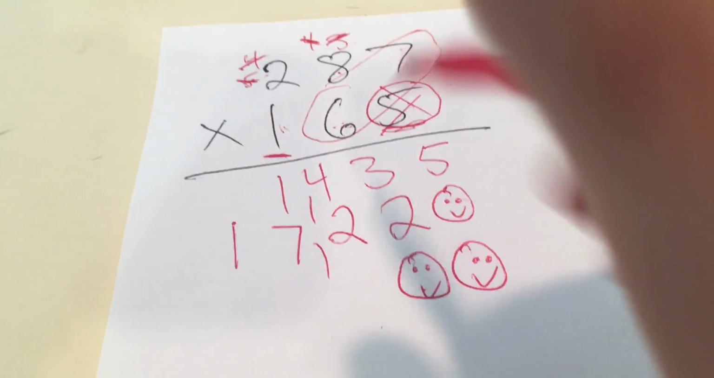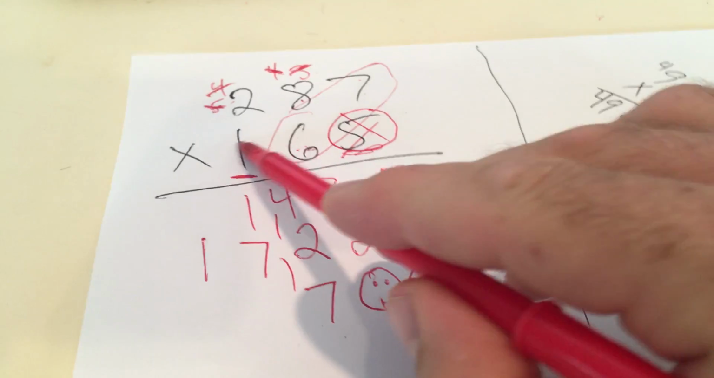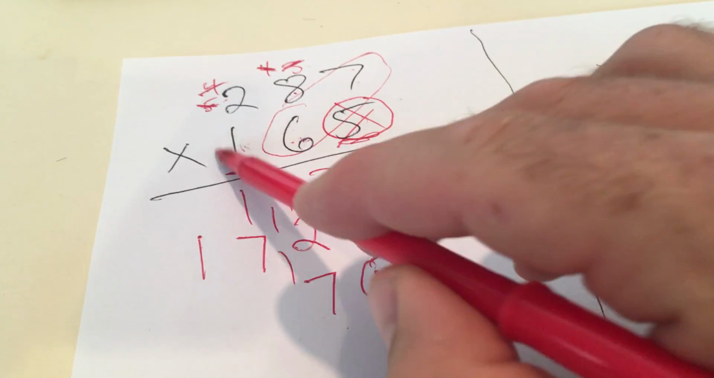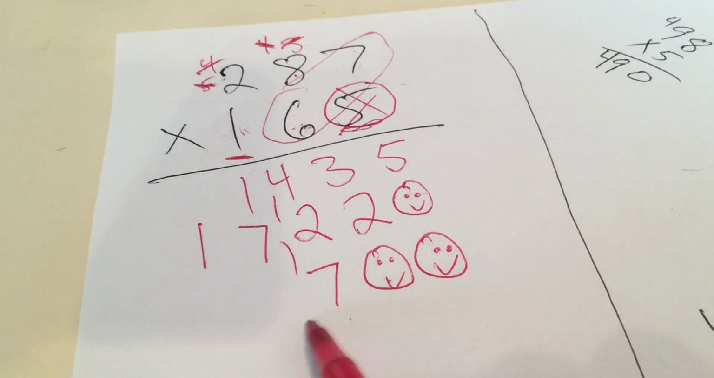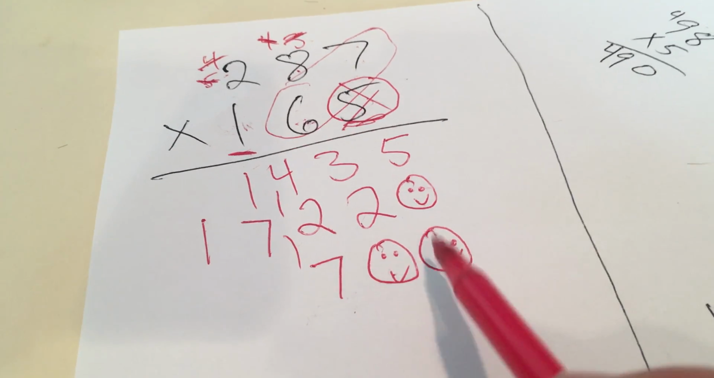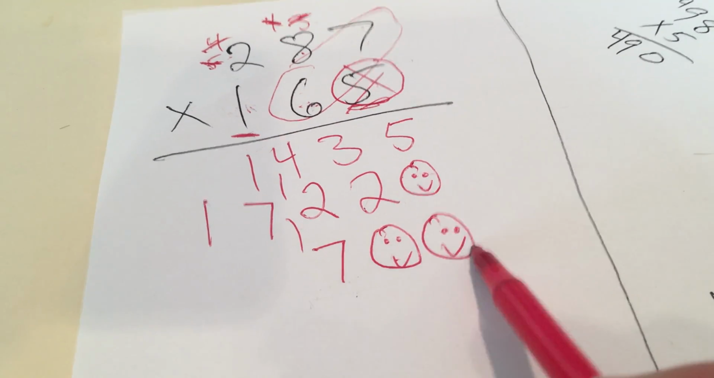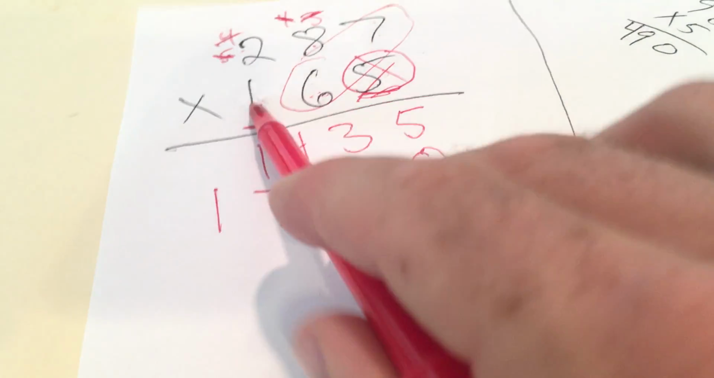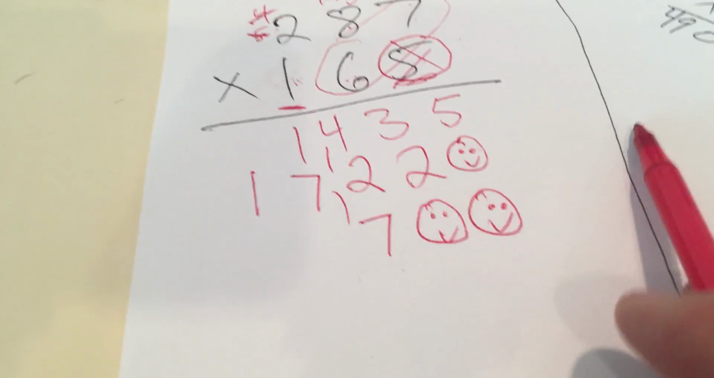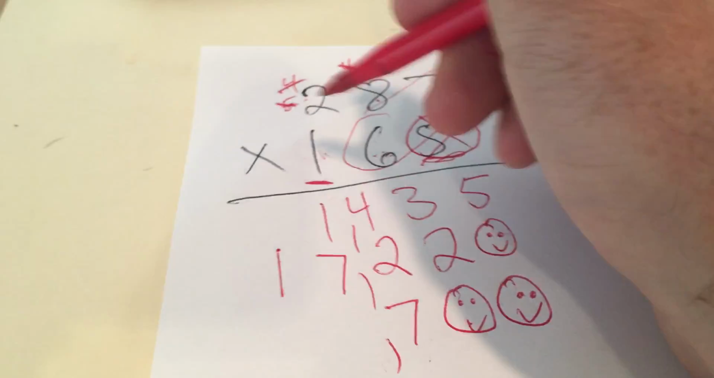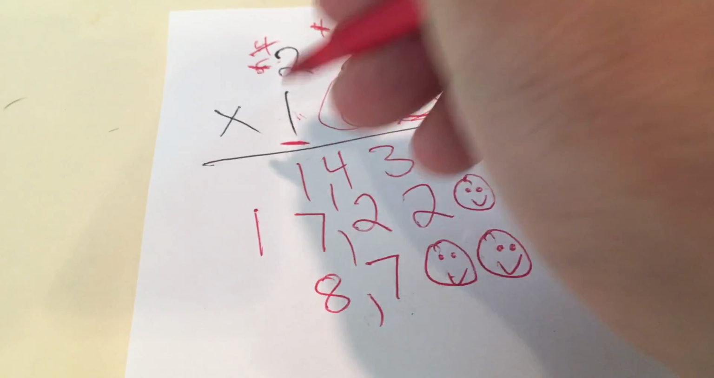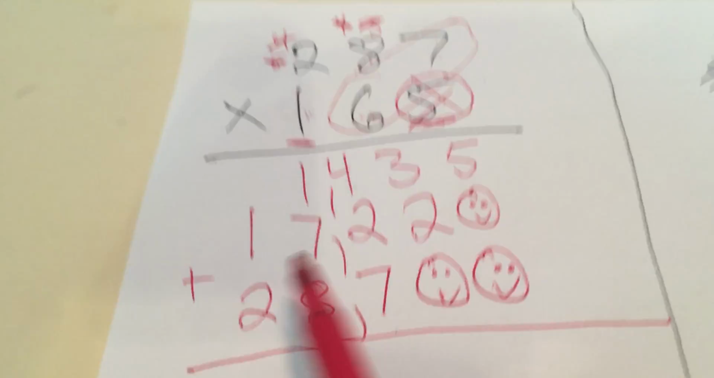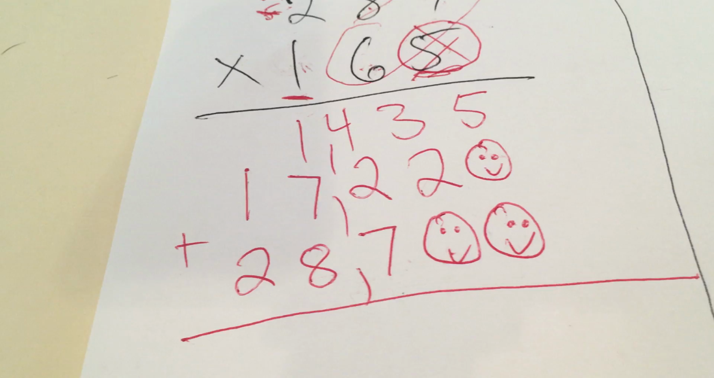So watch. 1 times 7 is 7. But notice how this is 165. So that's really 100 times 7. And see how we get 700 like we should because we put those 2 zeros there. If you didn't put those 2 zeros there, you'd do 1 times 7 is 7 ones. But it's really 100 times 7, so it has to be in the hundreds place. Okay? 1 times 8 is 8, and 1 times 2 is 2. And now we're going to add up those partial products. The third partial product was 28,700.